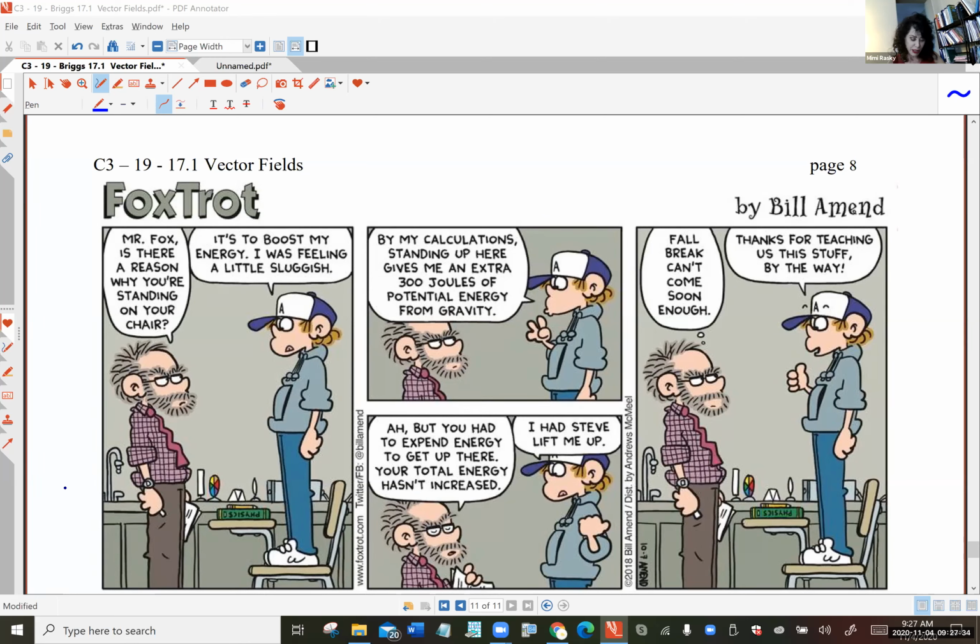The teacher, but you had to expend energy to get up there. Your total energy hasn't increased. I had Steve lift me up. And then the teacher's thinking, little thought balloon, fall break can't come soon enough. And then the student's like, hey, thanks for teaching us this stuff, by the way. And he's totally clueless.